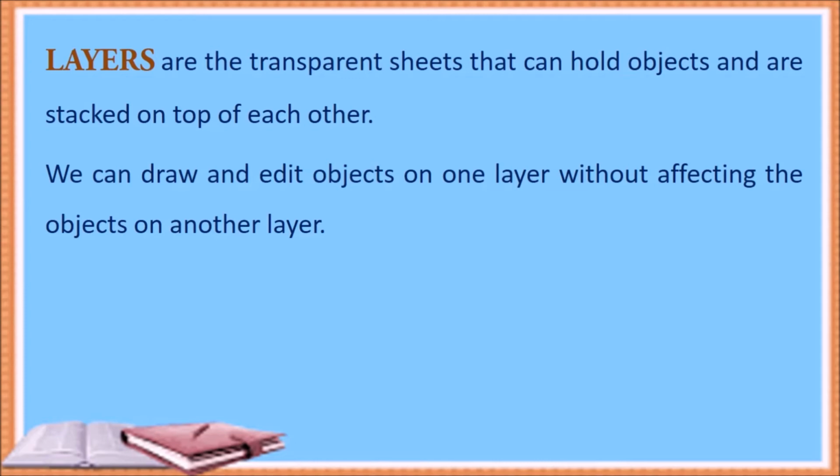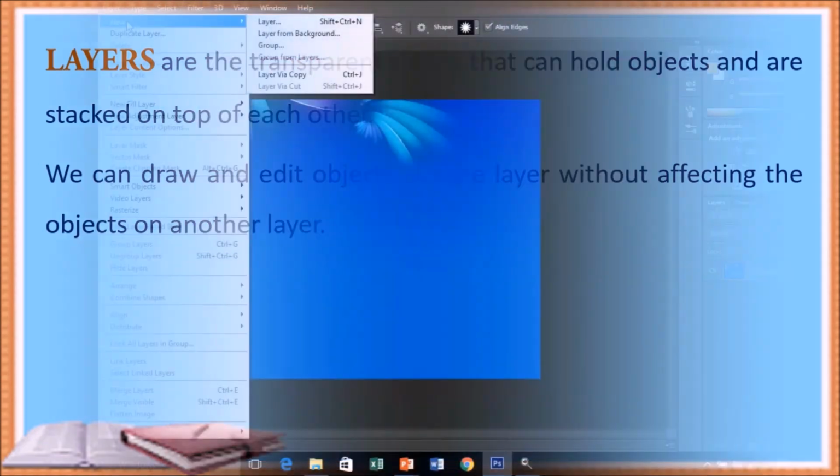Like on one layer you have drawn a road, on second layer you will draw a tree, on third layer we'll draw a building, and later on when we stack all the layers together, it will give a view of a single image, where you can see the road, tree and building all together, but actually they are placed on different layers. So let's understand this with the help of an example.